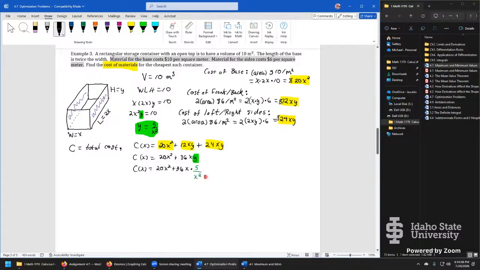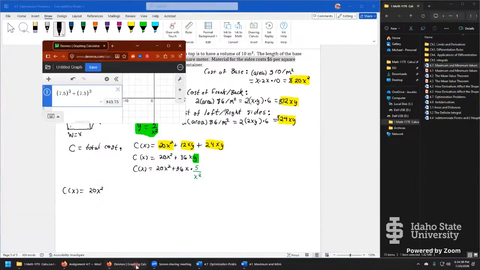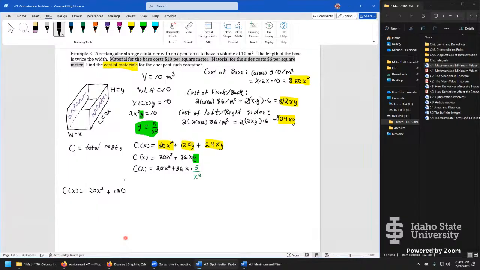So we have C of x, finally, let me put it over here, is 20x squared. 36 times 5 sounds like 180, but let's be real sure here. So we get 180 x over x squared. Well, we have to differentiate this. So using the power rule, that's best simplified to x to the power -1, with base x in the numerator.